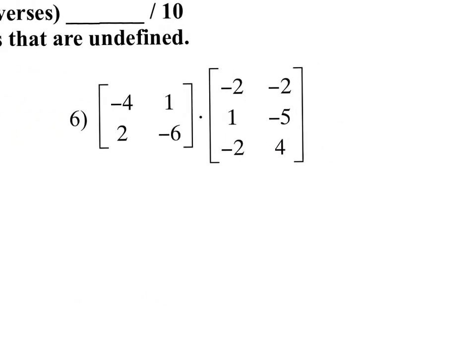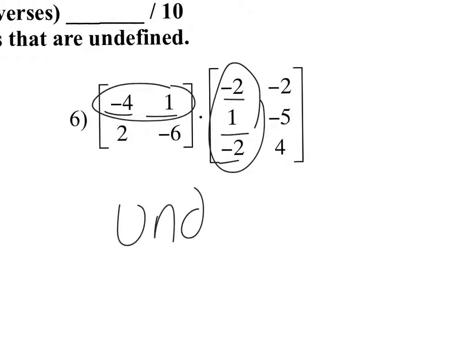For number 6, I'm going to try to go row by column. I see I've got 2 elements in my row, 3 elements in my column. I cannot multiply these together. This is undefined.